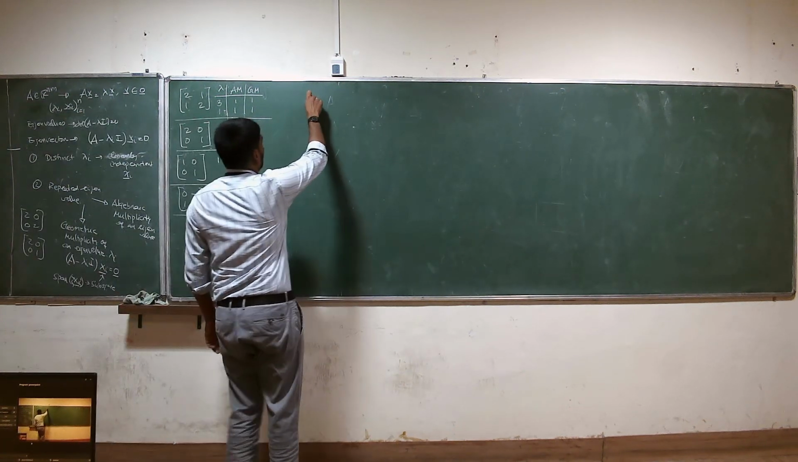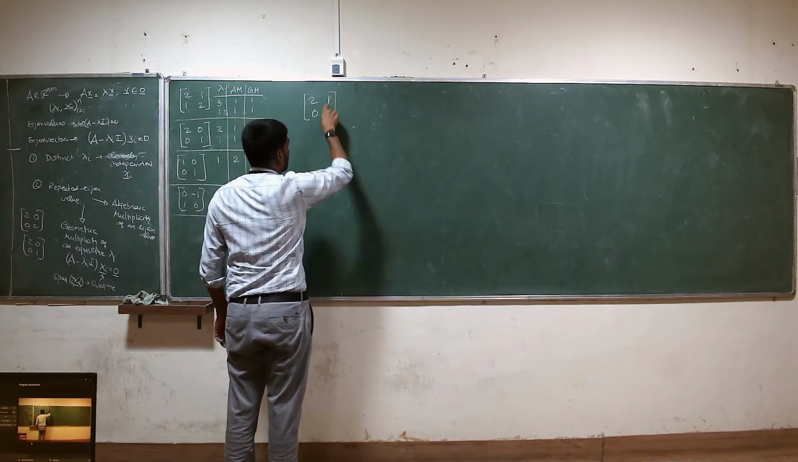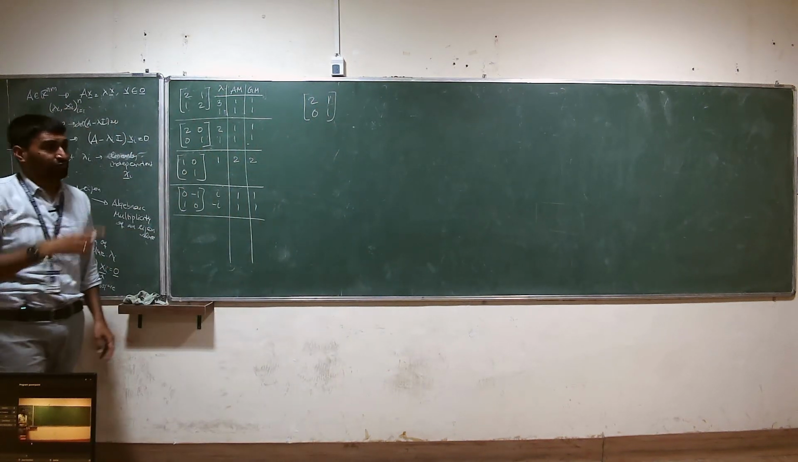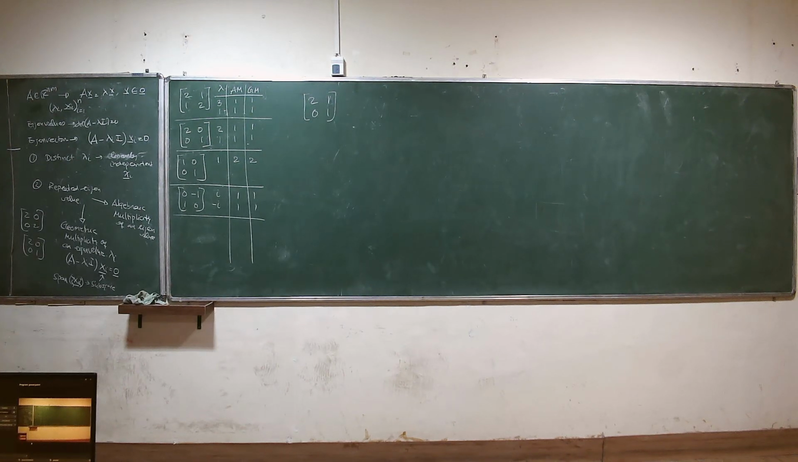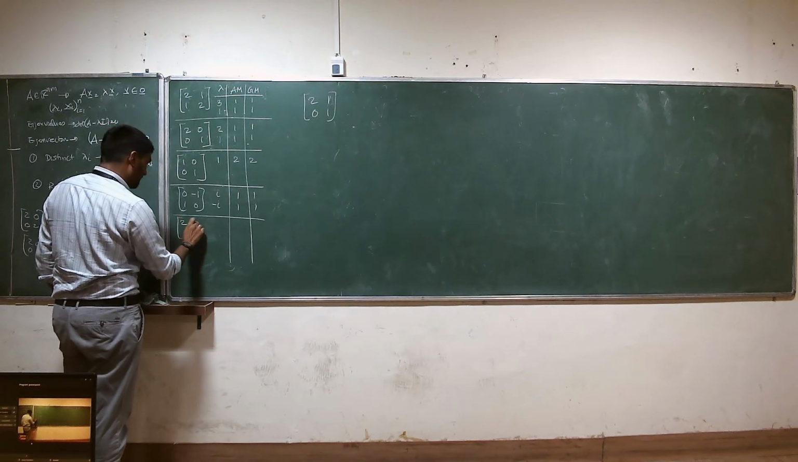Okay. Let's do one example. Let's find the eigenvalues and eigenvectors of this matrix. Let's compute the eigenvalues first, and then tell me what the eigenvalues are.